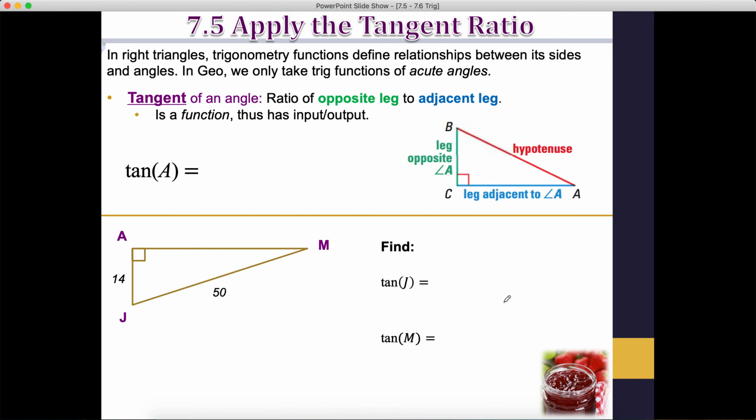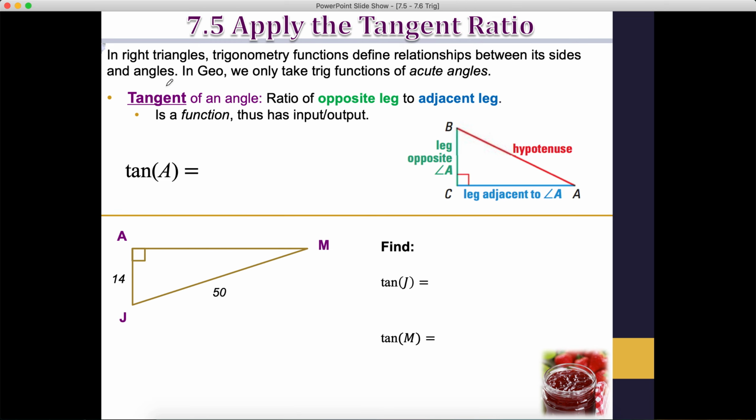Well, we have a way. We have a tool, and that tool is trigonometry. In right triangles, trigonometry functions define relationships between its sides and its angles. Like I said, you're going to be doing this for a while, but once you start getting into Algebra 2, and even towards the end of this class, we can start to examine trig functions of non-acute angles, aka obtuse or right. But right now we're going to stick with acute angles, because we can look at it in terms of a right triangle. One of the trig functions that we're going to look at, the very first, is called the tangent.